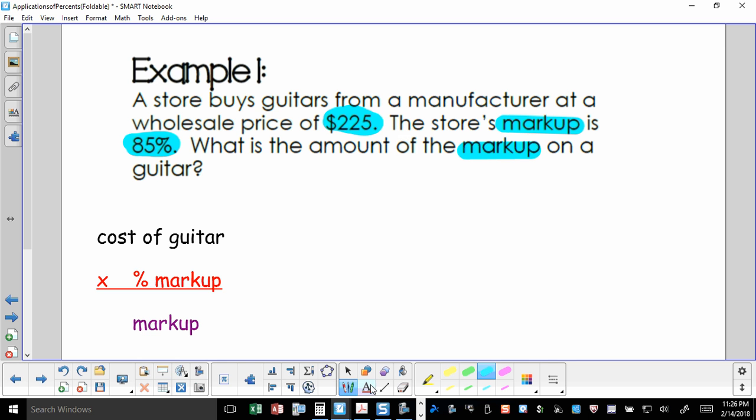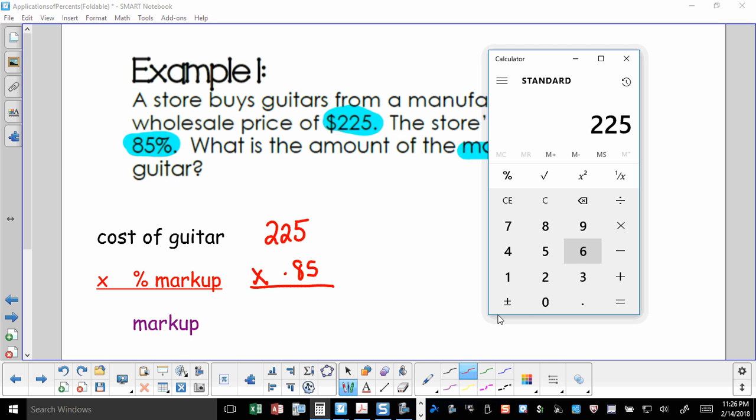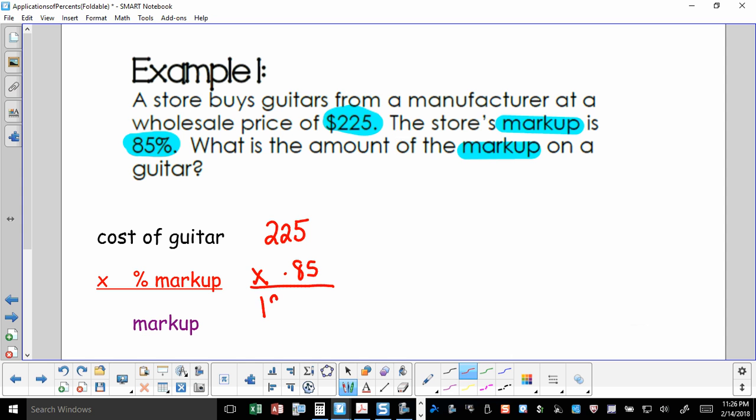All right, so the cost of the guitar is $225. And then we're going to multiply by the percent of the markup. So 85% is 0.85. So 225 times 0.85 is going to give us our markup. 191.25. So that's the markup, 85% of the original price.